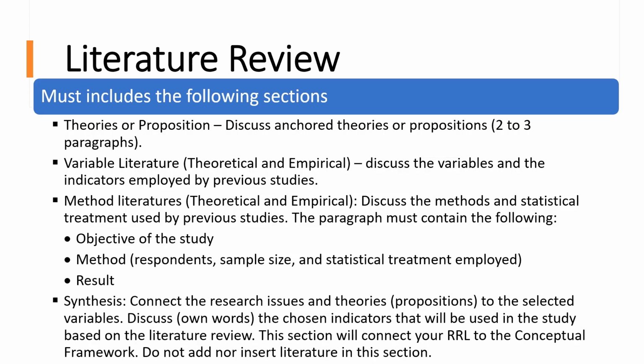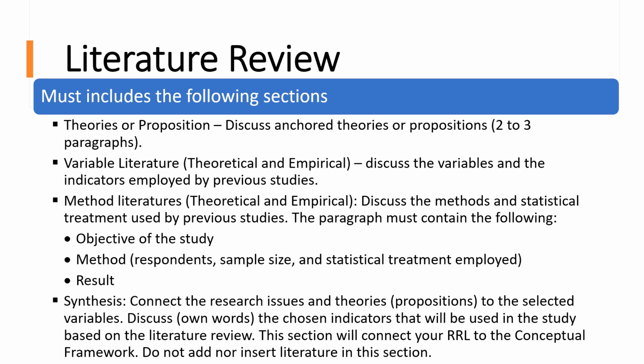The literature review contains 4 sections. The first section is the theories or propositions, which discusses anchored theories or the propositions. The suggested number of paragraphs is 2 to 3. After that is the variable literature section, which contains variables that might be used in your study. Discuss the variables and indicators employed by previous studies as they studied the problematic situation and issues.